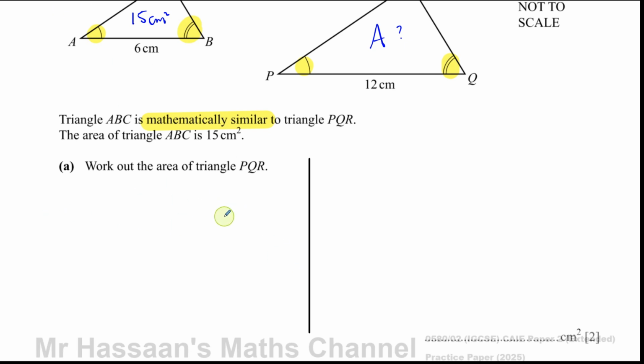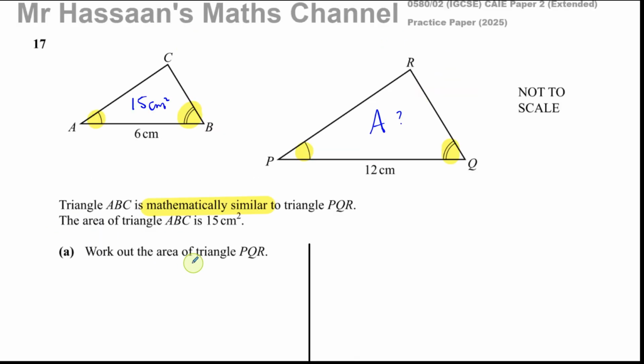So the way I like to do this question is as follows. I know the area of the smaller triangle. So I'm going to start off writing the area that I'm looking for. It's going to be 15 times something. Now I know this number has to get bigger. I know that this area is going to be larger than this area because it's on the bigger triangle.